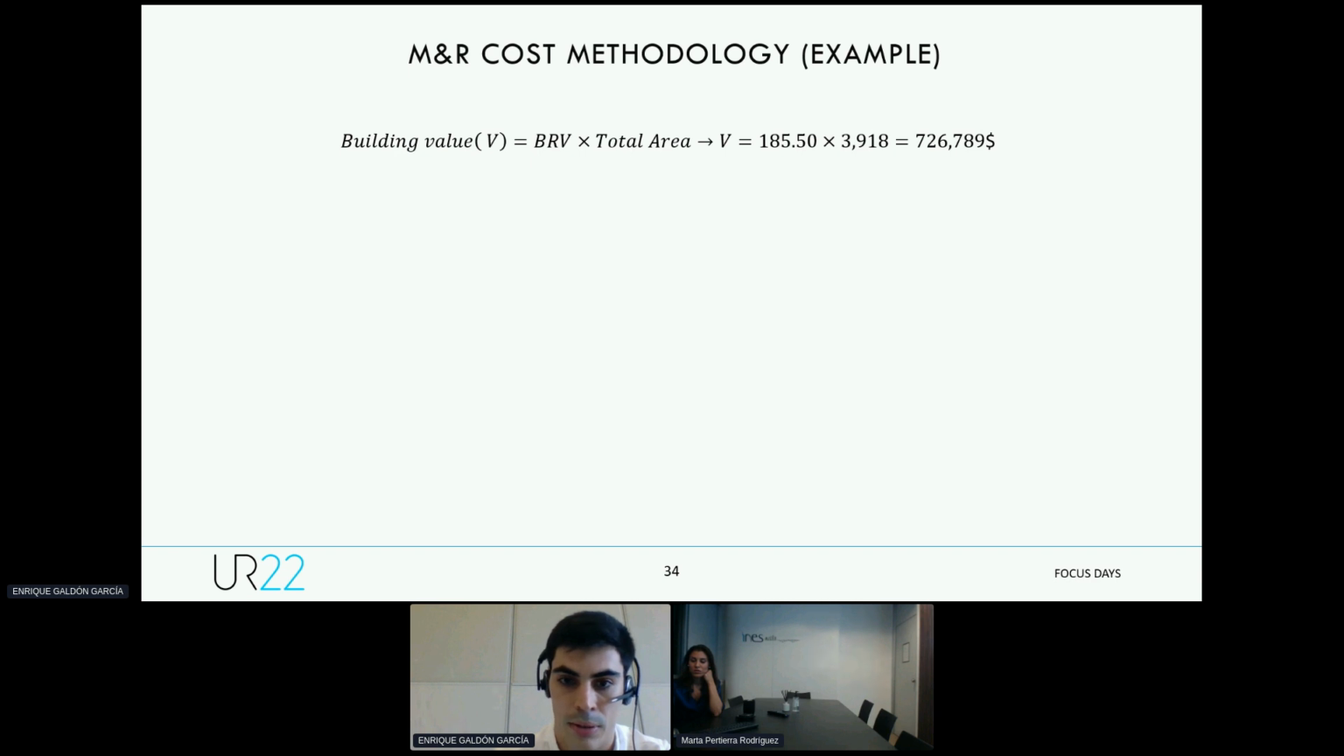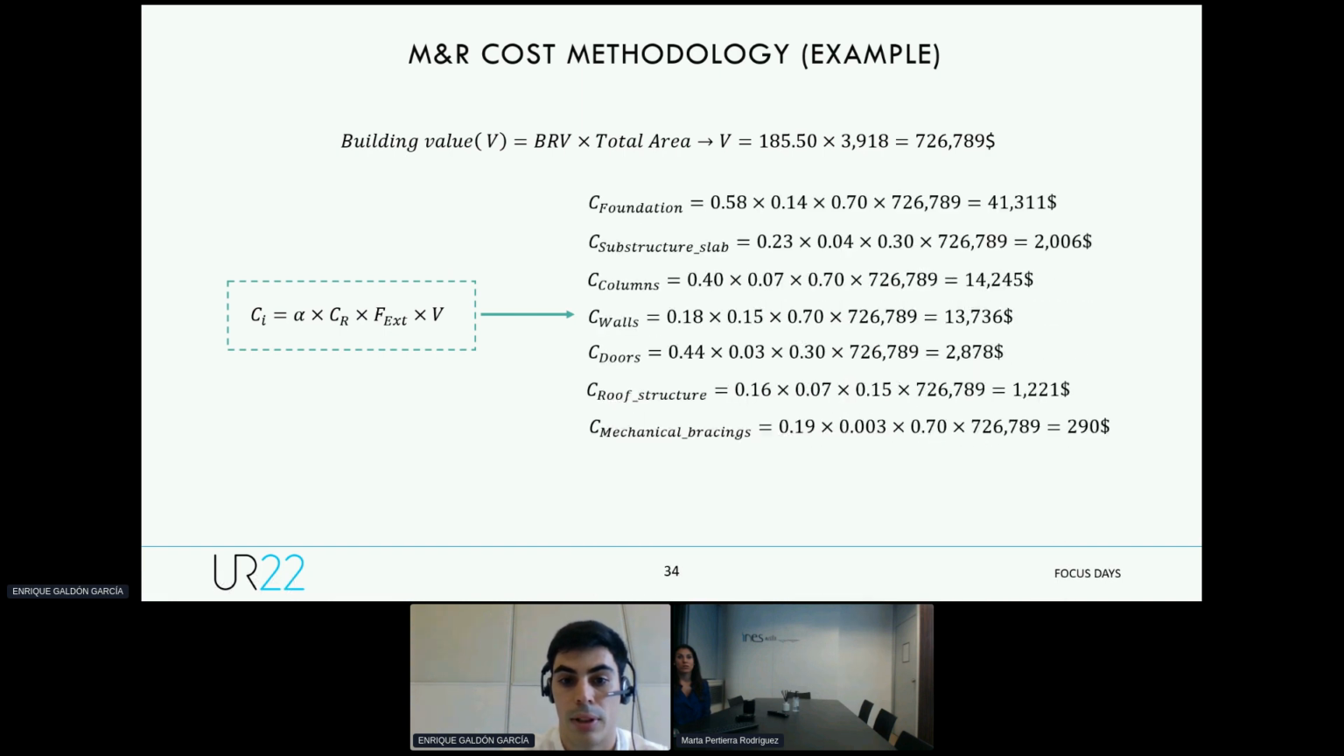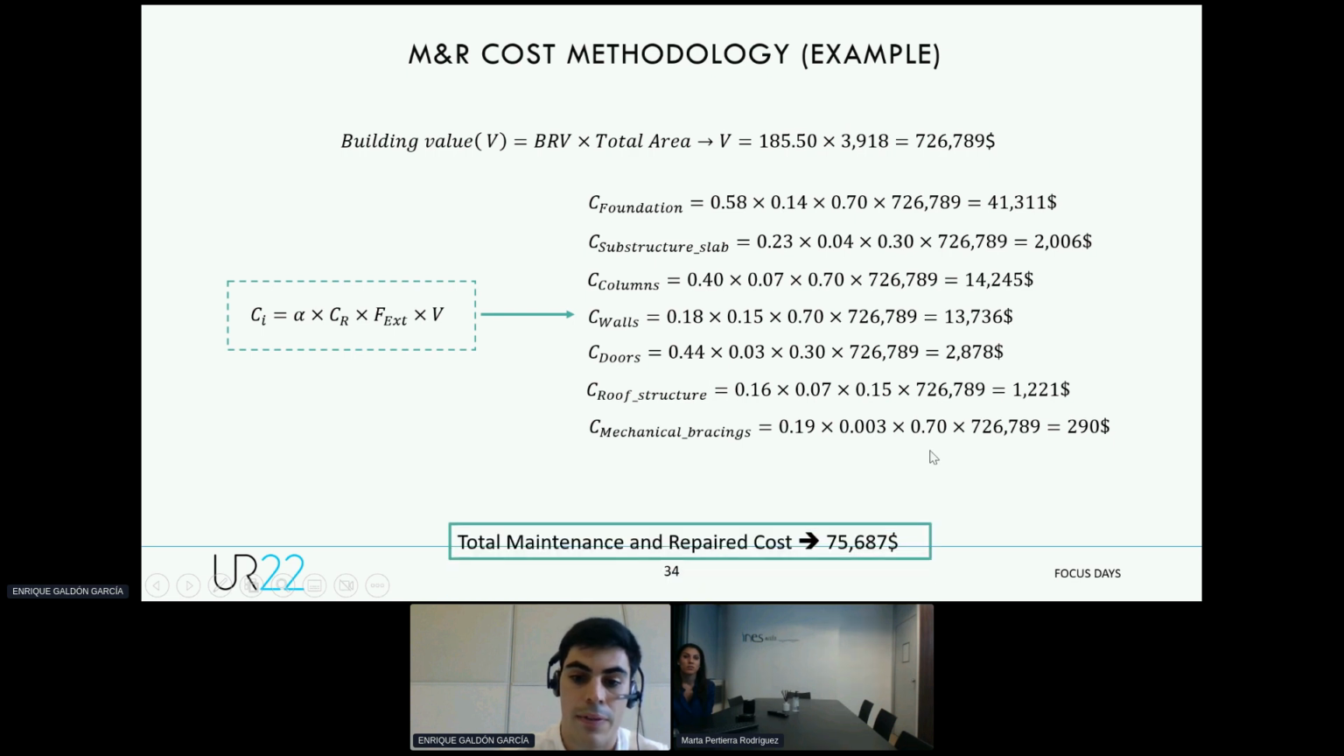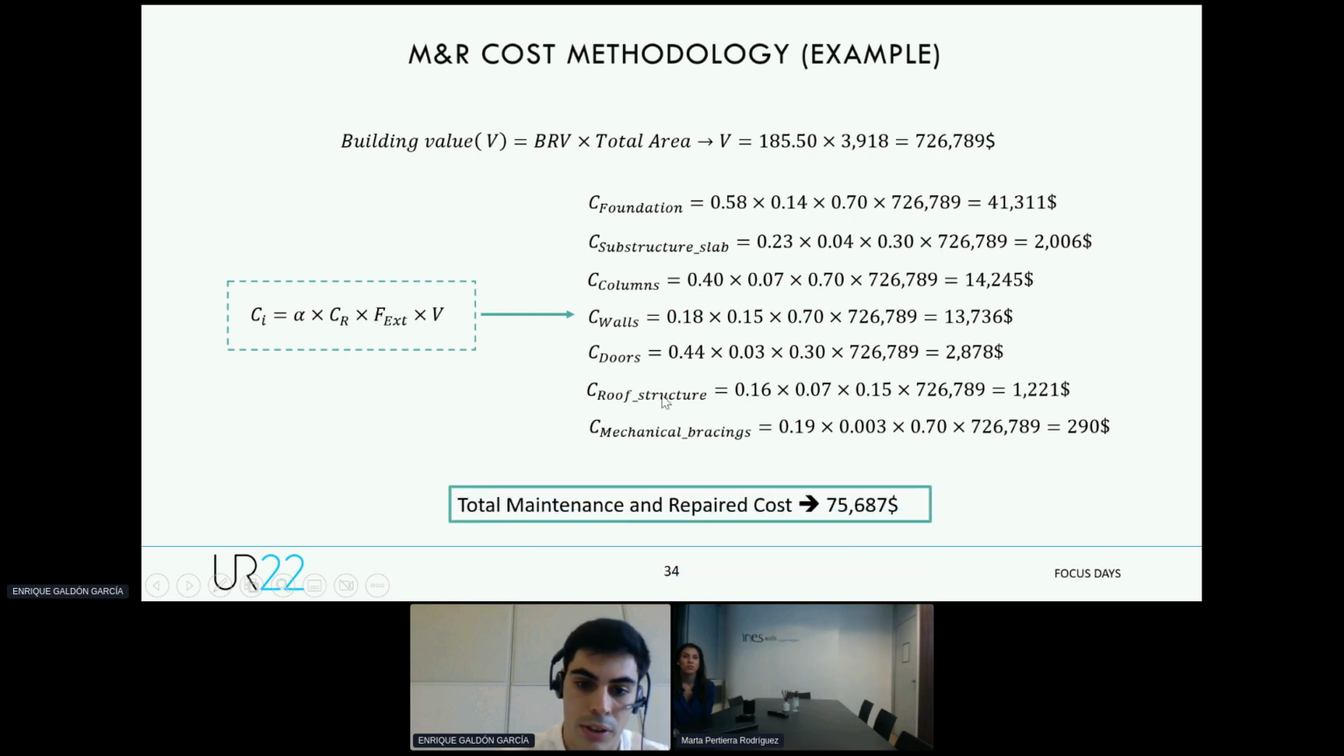So first we calculate the building value, the building replacement value multiplying by the total area. Then with the formula, we can calculate the cost of the different subassemblies. And finally we sum all these costs and we have the total maintenance and repair cost. In this case, it is more or less 76,000 dollars.